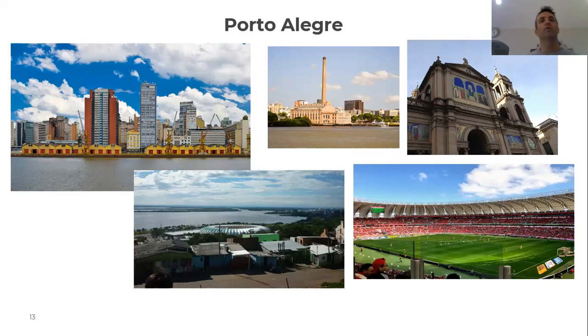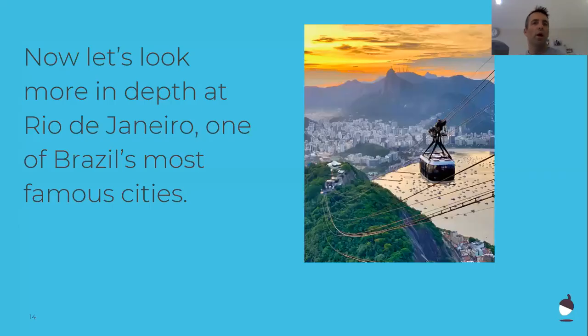So again, there are lots and lots of different human features within this city, including housing where people live, lots of different businesses and factories and things like the football stadium as well. So there's a brief overview of some examples of Brazilian cities. Now, we're going to have a little bit of a closer look at one city in particular, and that's Rio de Janeiro, which is one of Brazil's most famous cities. So let's have a closer look.